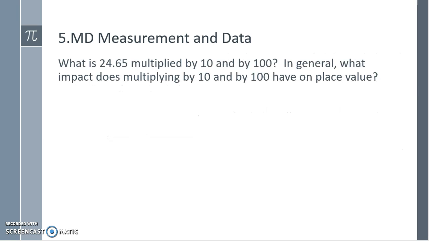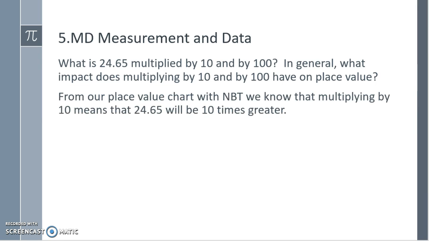What is 24.65 multiplied by 10 and then by 100? In general, what impact does multiplying by 10 and by 100 have on place value?